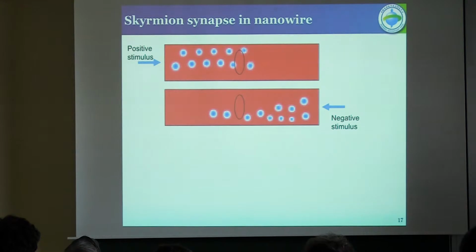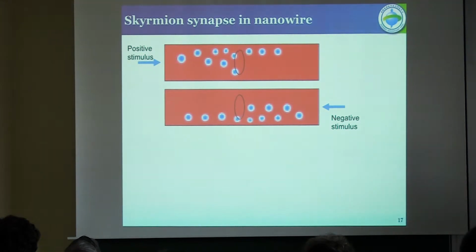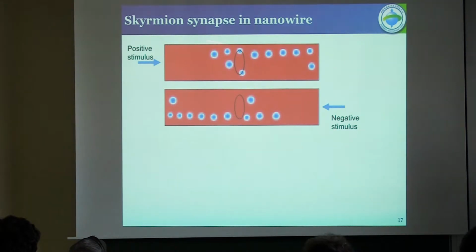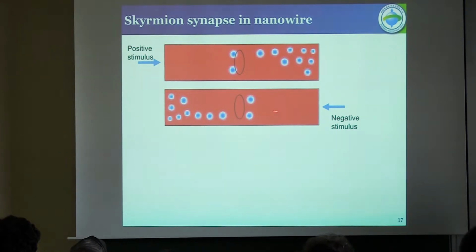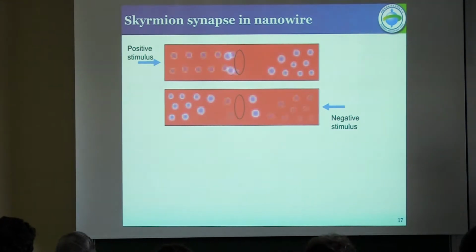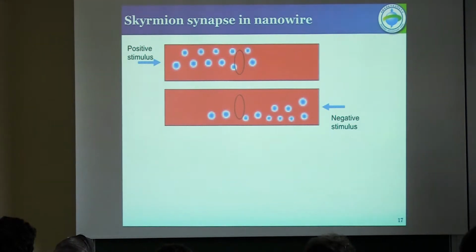And let's present with a movie how it works. A positive stimulus can make the skyrmion move to this side, and a negative one will put the skyrmion back. And this barrier can be realized with different methods. By controlling the perpendicular magnetic anisotropy, we can control the level of this energy barrier.